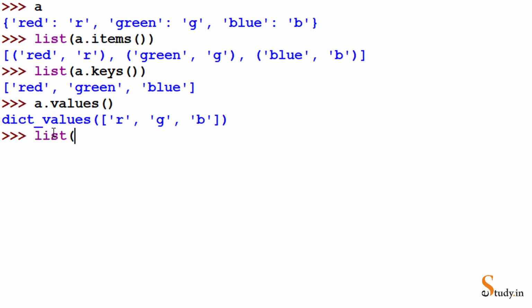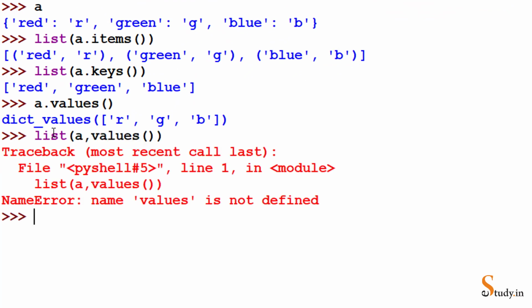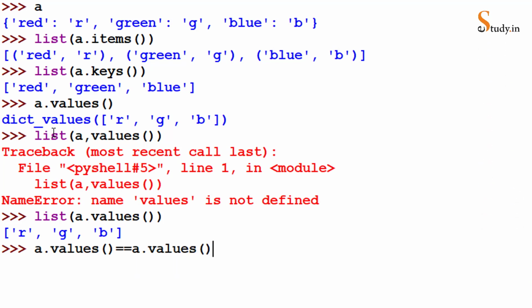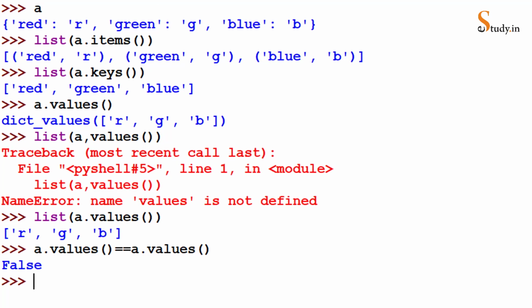So if I say list a dot values, this function is going to return a list of all the values. So when I say a dot values is equal to a dot values, I'm comparing a list of values with itself, and it is still returning false. That means we cannot compare dictionaries with the values function. So I'll show you how we can compare dictionaries.